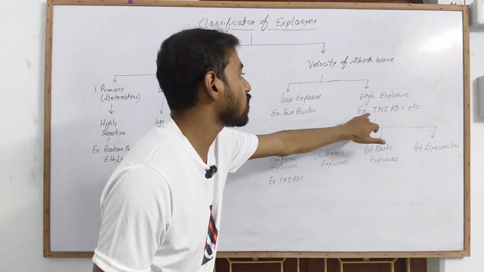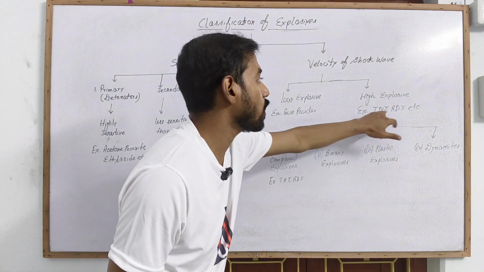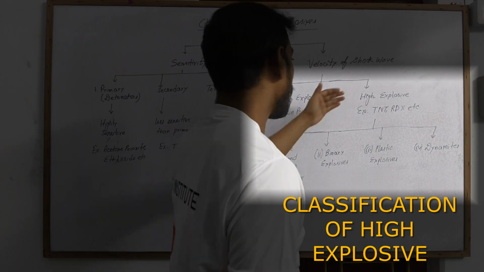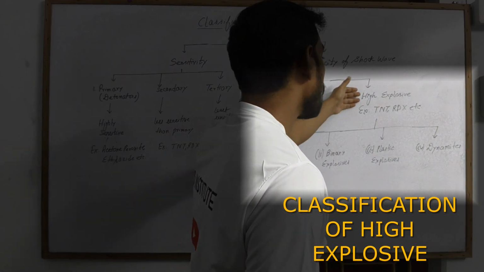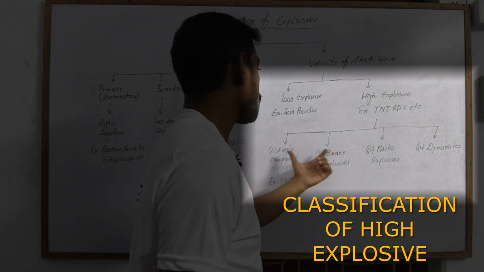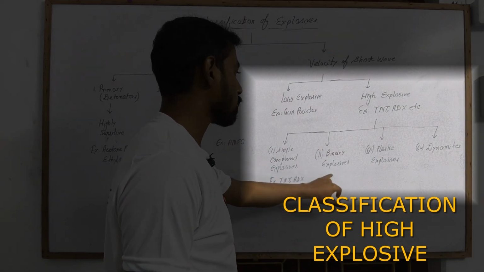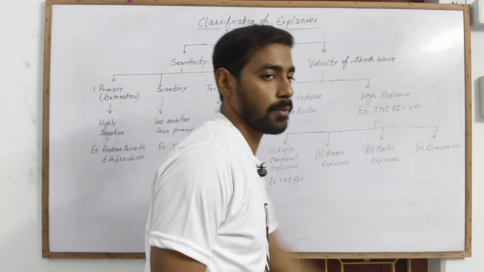Some common examples are TNT, that is 2,4,6-trinitrotoluene, or RDX, that is Research Development Explosive, etc. Now, these high explosives can be further classified into four categories: single compound explosives, binary explosives, plastic explosives, and dynamites.